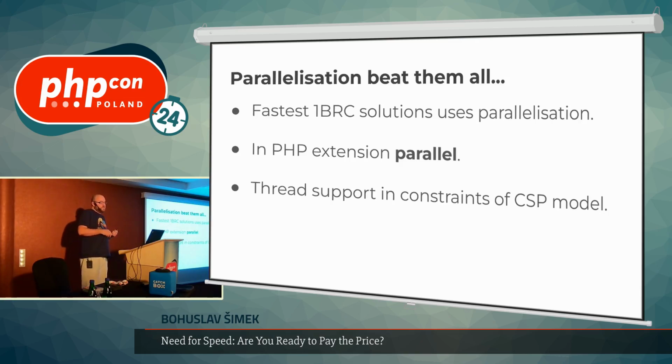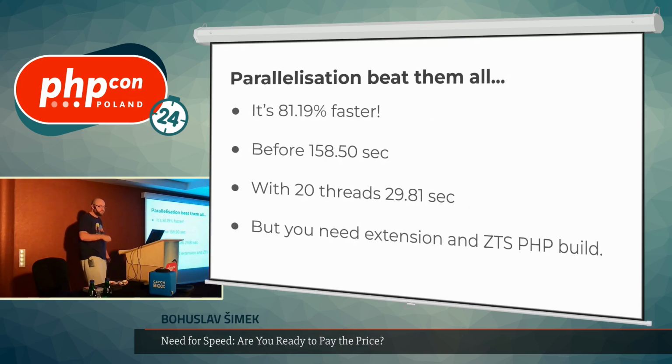Okay. So if you don't know what to do, you look at the other contestants in the 1 billion row challenge, and you will quickly realize that almost all of them are using parallelization. Fortunately, in PHP, we have the parallel extension. It's kind of mumbo-jumbo. It allows you to use thread support in a constrained manner. It's using a CSP model. At this moment, this does not mean anything, because this is the only available extension to use parallelization with threads in PHP. So let's stick to it.